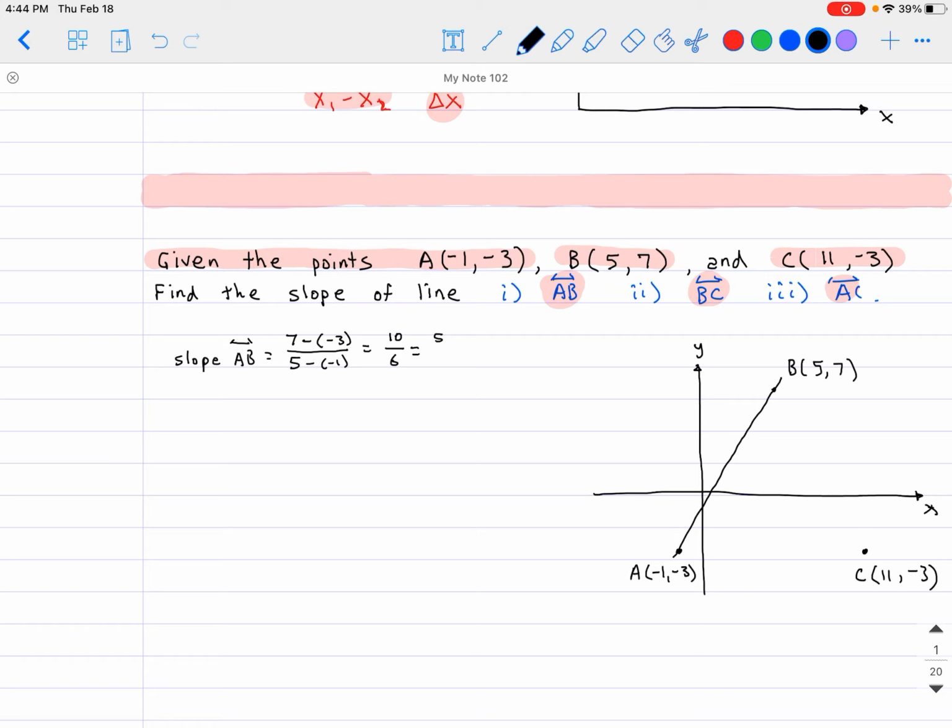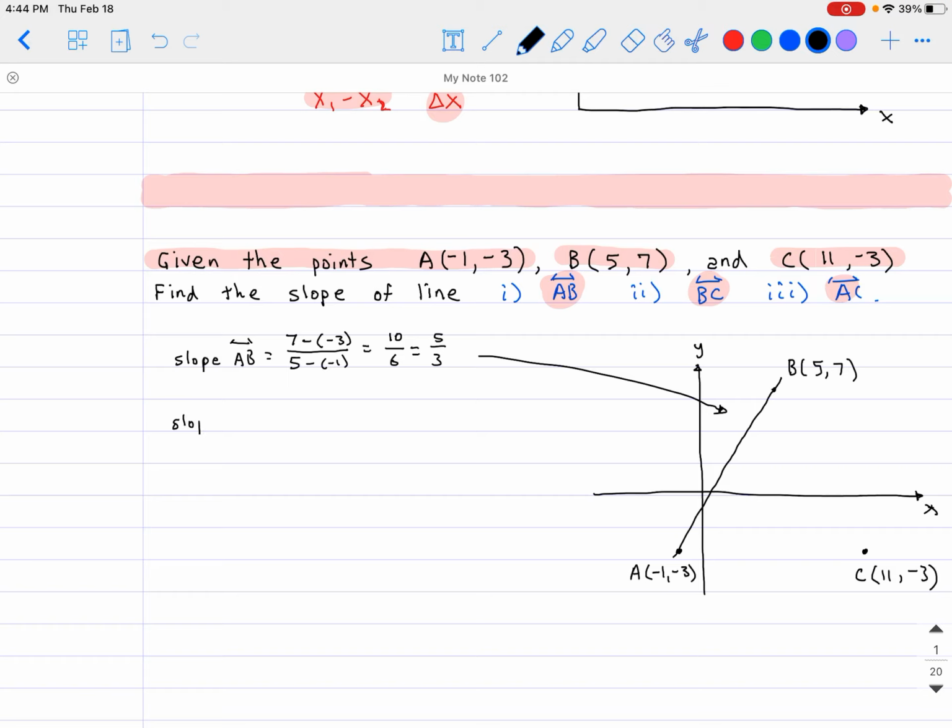So we can say that the slope, the rise over the run, is going to be 5 over 3. So that's going to be my quote-unquote ratio, or the slope. Now, the slope in this case, because it's a positive number, tells you that it is an increasing function. So you can see right here how the line is going upward as you go from left to right. Now, let's go ahead and do the same thing for BC.